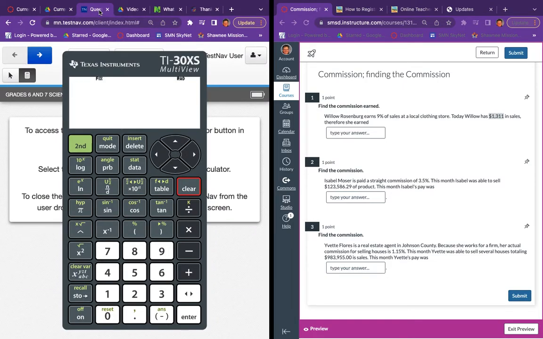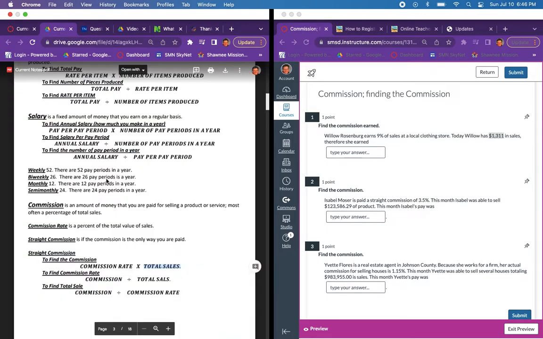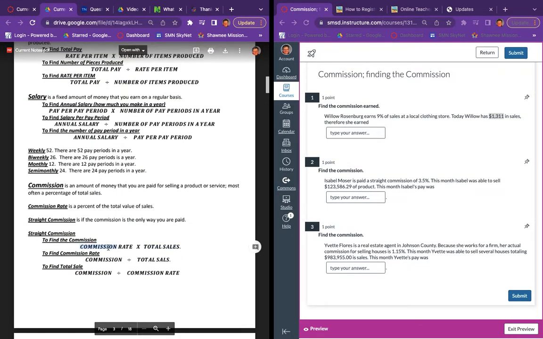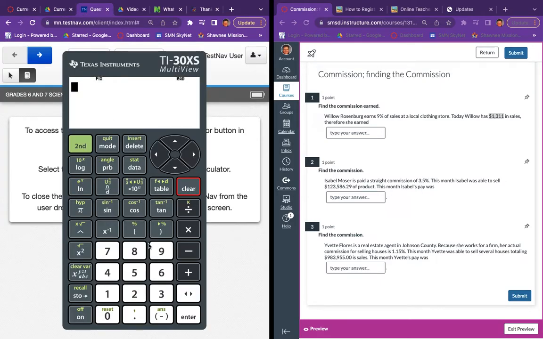So according to the expression, we're going to take the commission rate, and that is always a percentage. And so we're going to go 9, and to get the percent key, which is here, but you'll notice it's green. Because it's green, we have to hit the second key. And then you'll notice up here it says second. And then we're going to hit this, and now you notice it literally says 9%.